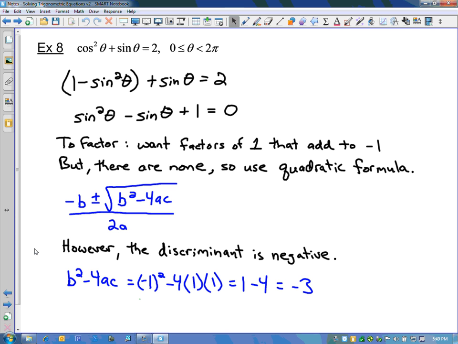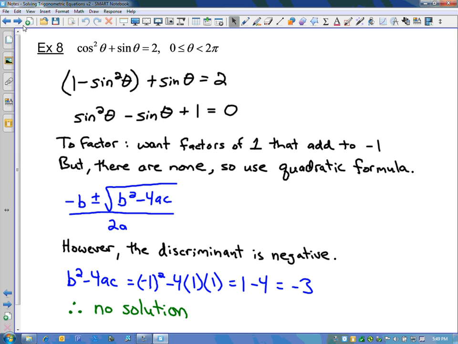Therefore, there are no real solutions. There are only complex solutions. And right now, we're only dealing with the real solutions. So therefore, this problem has no solution. But it's important to note, it has no solution not because we couldn't factor it. There might have still been radical solutions. It has no solution because our discriminant was negative.